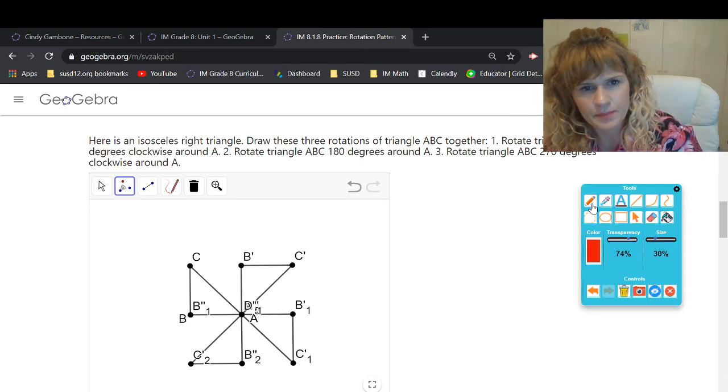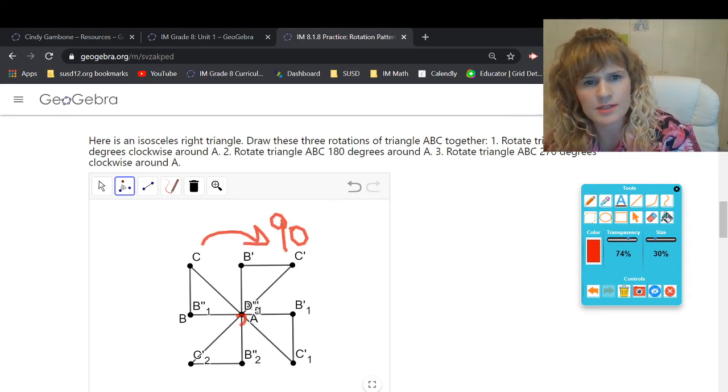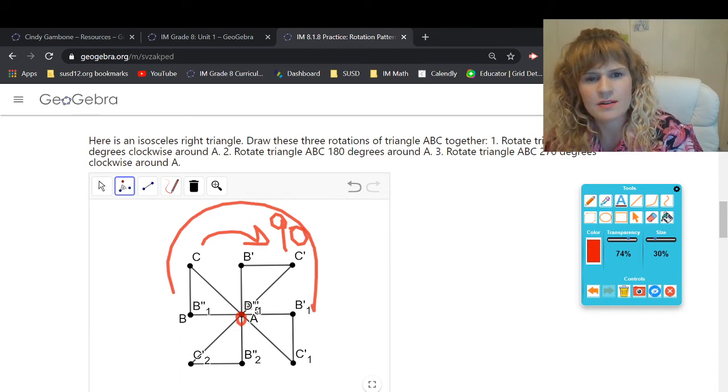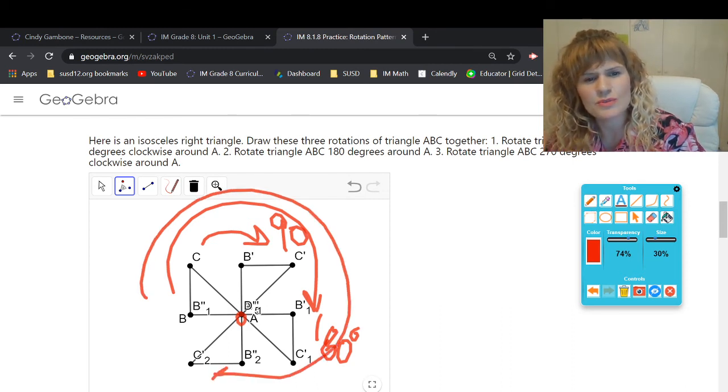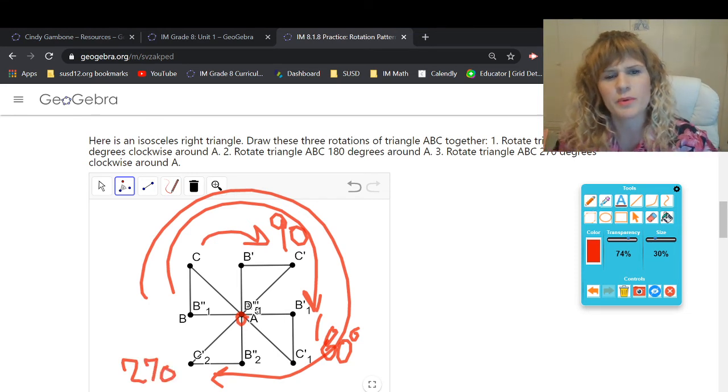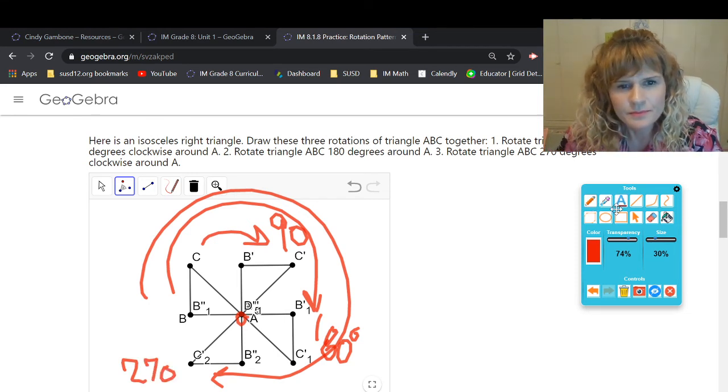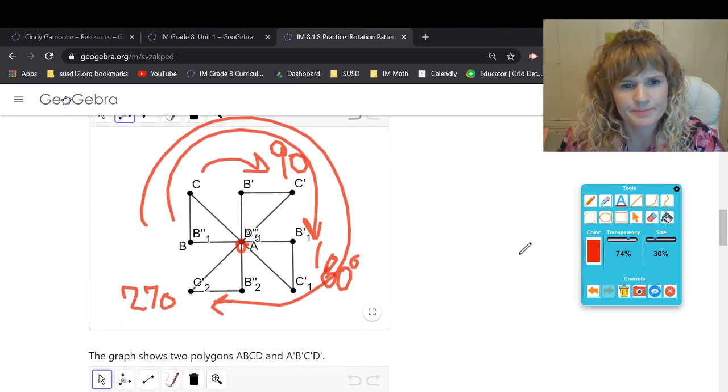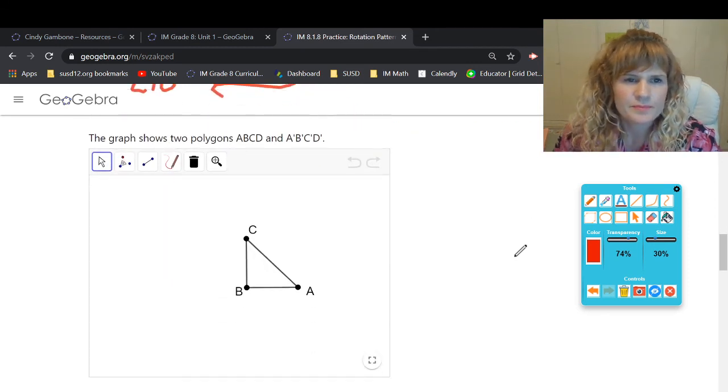Let's review. This is a 90-degree rotation around center point A. Here is a 180-degree rotation around center point A. And here is a 270-degree rotation around center point A. Good job, guys. Okay, next one.